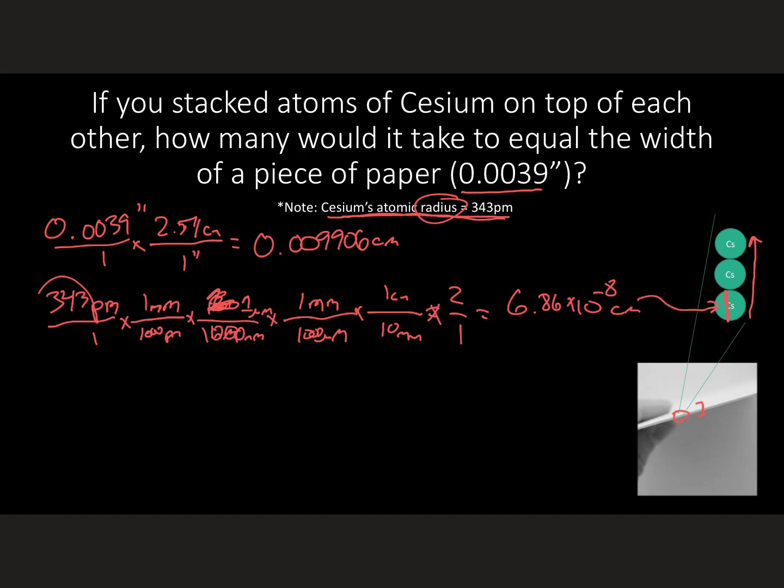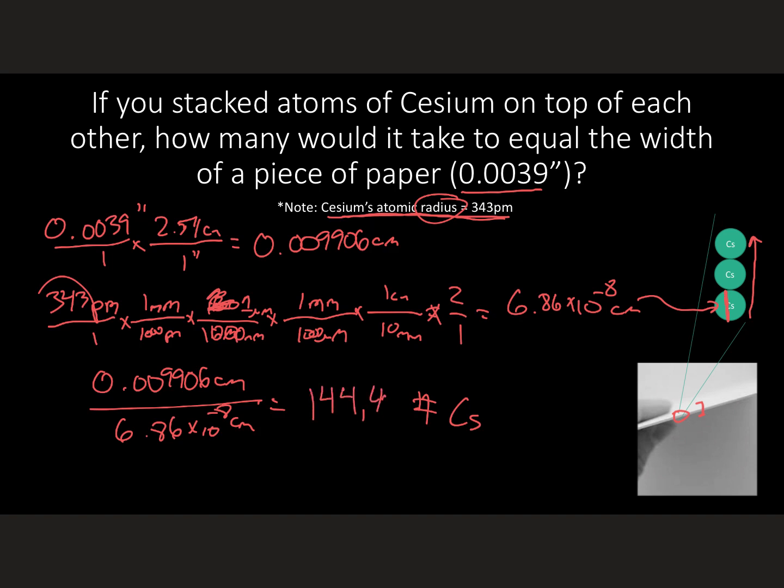So now what we can do is take the total width of the piece of paper, right? And we can divide that by the width of one cesium atom. That will give us the total number of cesium atoms, right? And that number comes out to 144,402 cesium atoms. Okay, so this was just a big unit conversion problem, right?